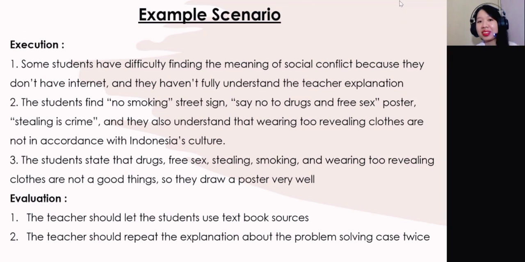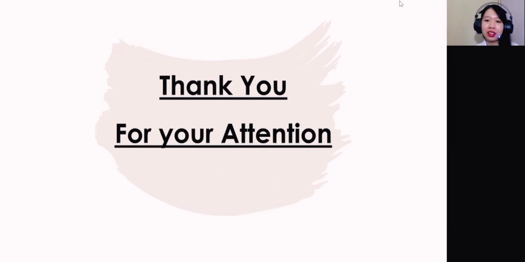So that's just an example of a scenario. This topic might be fun if you really apply it, since it's really close to the issues that happen in Indonesia. That's all from me.